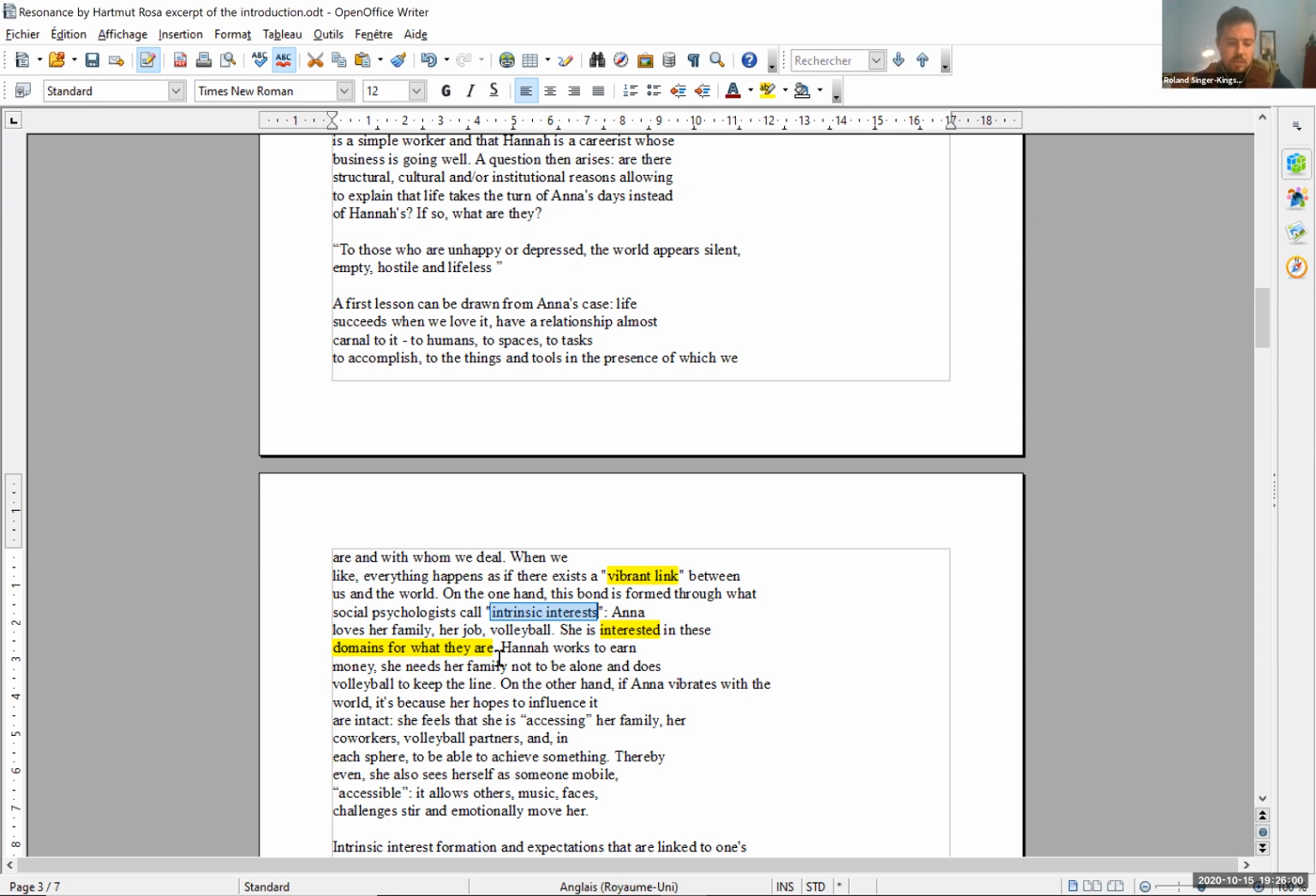And I was going to say that if you're interested in the domains for what they are, that is, volleyball or whatever, it's because you place a value on those things. So they're like a sort of object that you care about. It's not because somebody else cares about it and you value it because of the social value of a sport, let's say, or being a sports person. Could we say that domains for what they are is the definition of the word intrinsic?